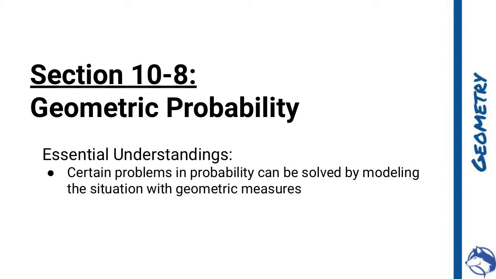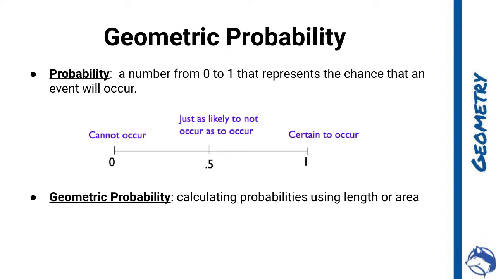All right, so this is geometric probability, section 10.8, and the last section in chapter 10. What we're going to talk about is certain problems in probability and how they can be solved by modeling the situation with geometric measures. So first things first, geometric probability.